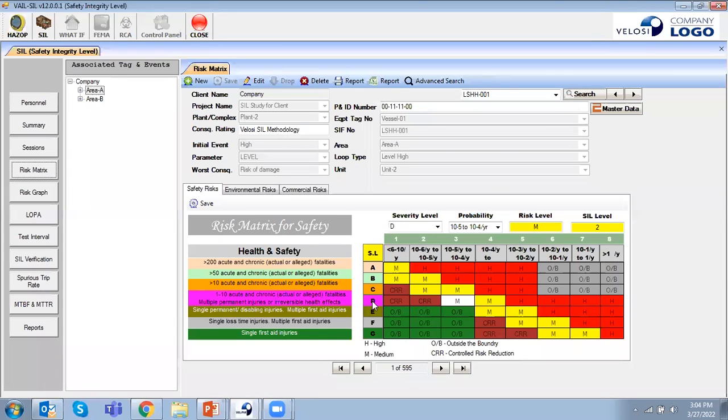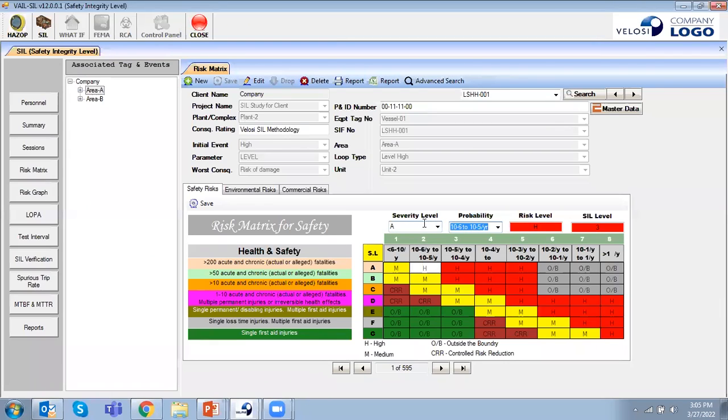For example, D means fatalities, between 1 to 10 fatalities, and probability is between this to this times per year. So risk level is medium, and SIL level is 2. For example, if we are changing the severity and we are changing this probability, it can change the SIL level. So for example, 3. And then similarly, depending upon these two parameters, we can calculate our SIL level. So this is this matrix.